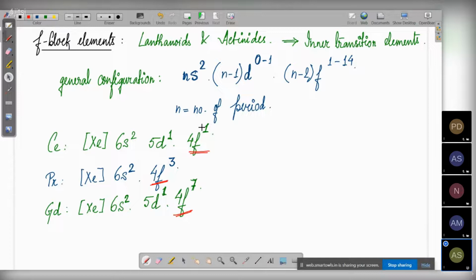So what we're getting to see is that as we're moving towards the end of the periodic table, just a minute, please wait for a minute.